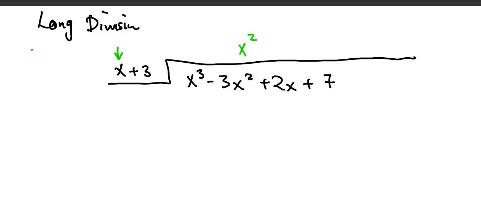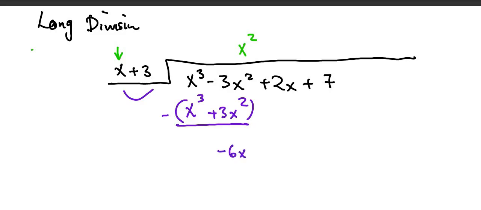Then now we multiply x times this. So when multiplying, we use everything now. X times x squared, that is going to be x to the power 3. Then 3 times x squared is simply going to be your 3x squared. Then this is going to be minus, this is going to give us a minus 6x squared. That's what you get. Then you bring down this positive 2x.